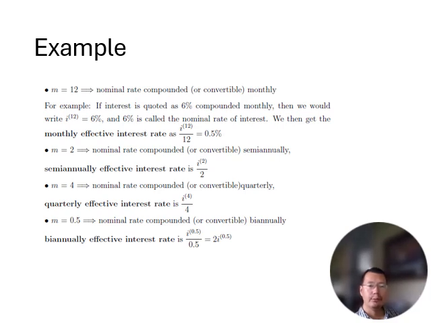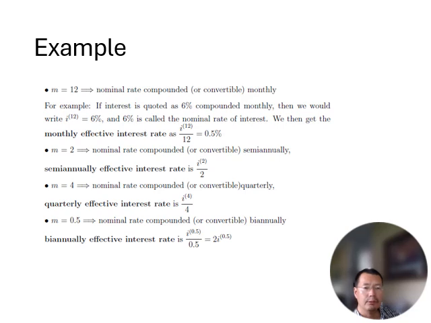If m equals 12, it means the nominal rate compounded monthly. For example, if interest is quoted as 6% compounded monthly, then we would write i^(12) equals 6%. And 6% is called the nominal rate of interest. We then get the monthly effective interest rate as i^(12) divided by 12, so it's equal to 0.5%.